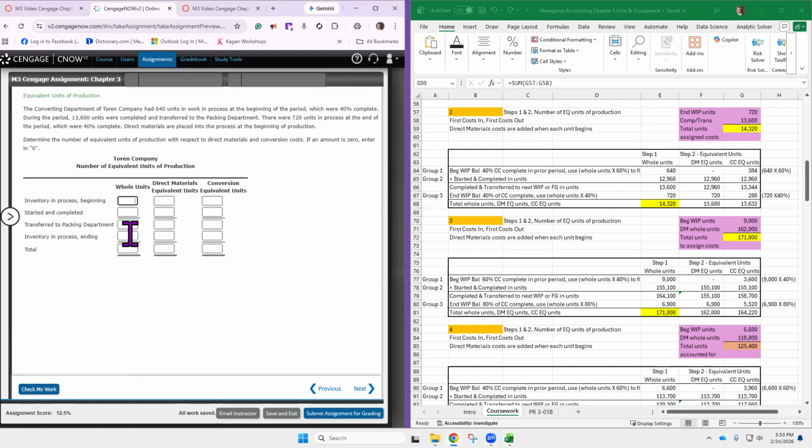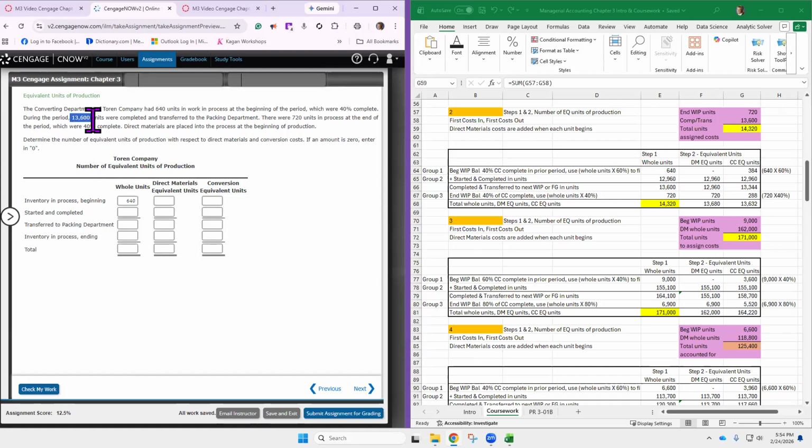Let's just do the whole units first. You just put in whatever numbers they say, because all of these products eventually will be completed. You're always going to have some partially completed units in conversion or in process costing, because manufacturing never stops. So we're going to start with beginning inventory of 640. Then we're going to put in, we don't know what started and completed is, but we do know how much was transferred to packing.